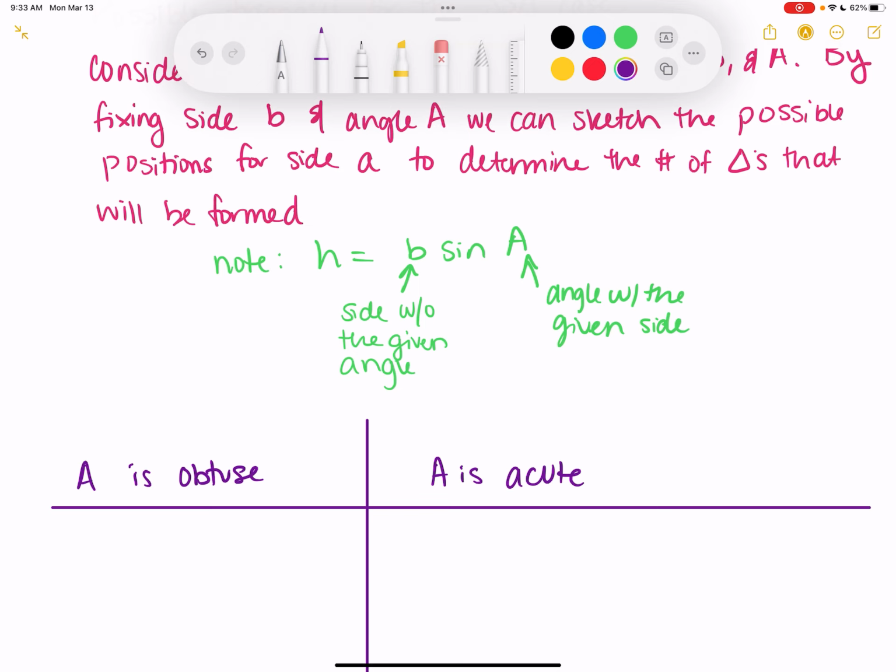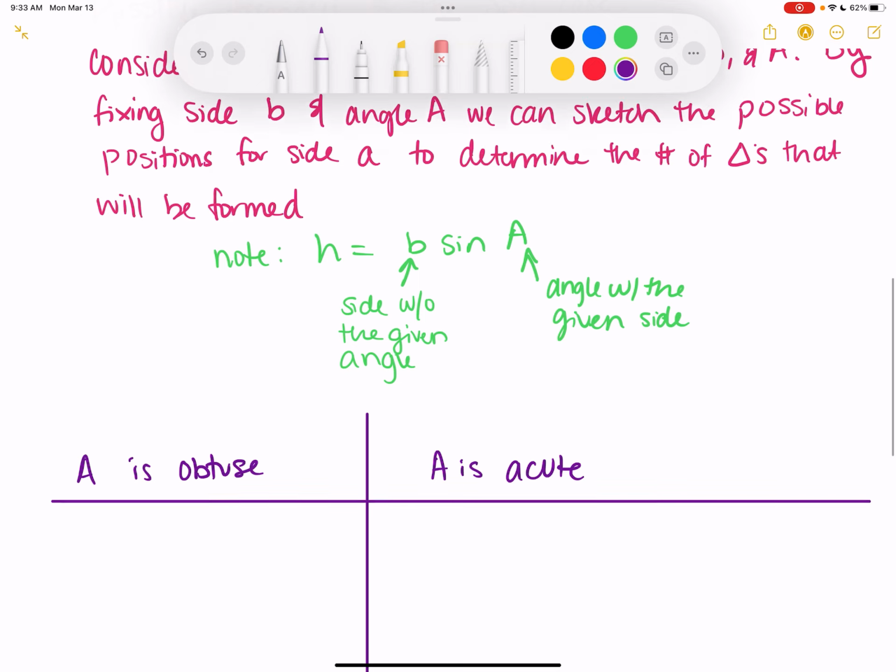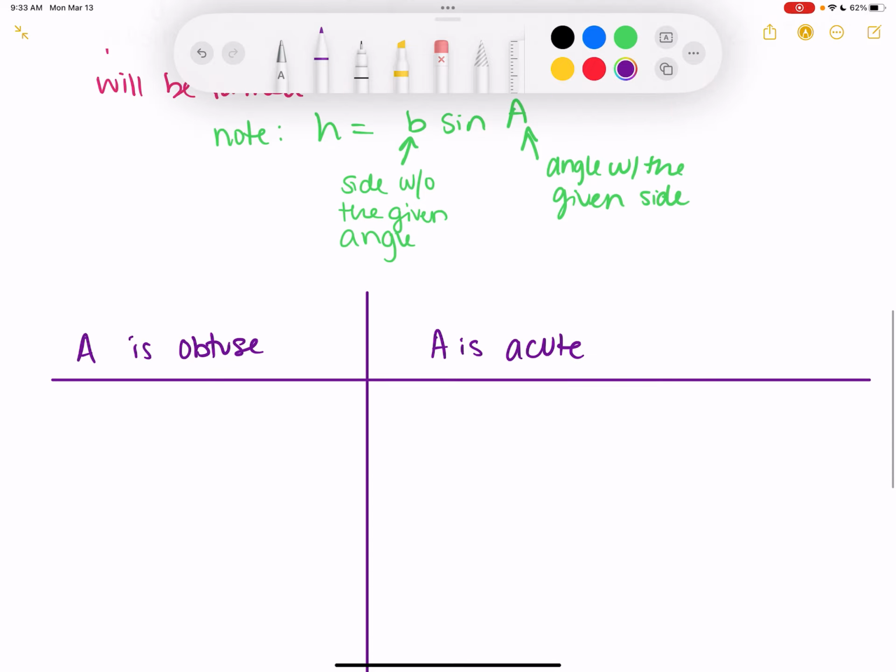Does anybody still need this writing that's here? I need the green stuff. The green stuff, okay. Yeah, I also need the green stuff. I'm going to let y'all do that before I keep going.